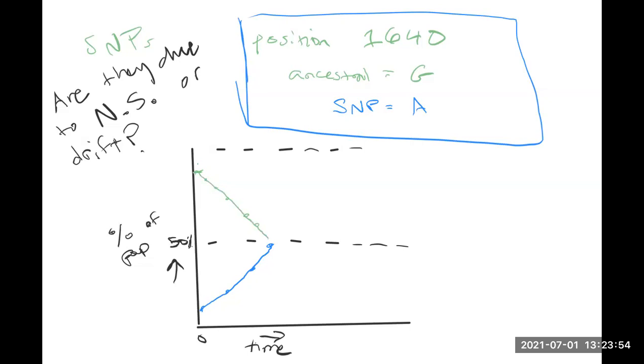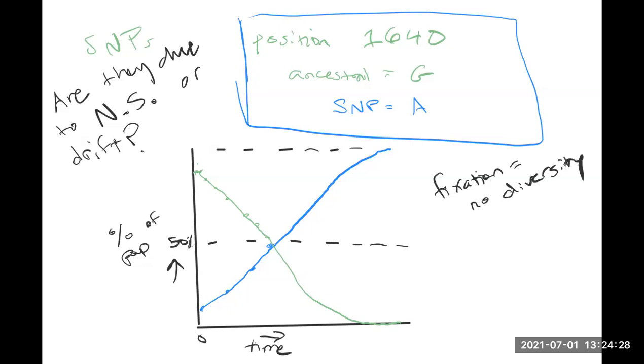And then maybe we even see that the number of individuals with A goes to fixation, and the number of individuals with the G goes to 0. Fixation is something that we inferred or kind of didn't quite talk about, but we saw yesterday. Fixation is when there's no diversity at a certain site in the genome. So fixation is equal to no diversity. In other words, every individual is the same.